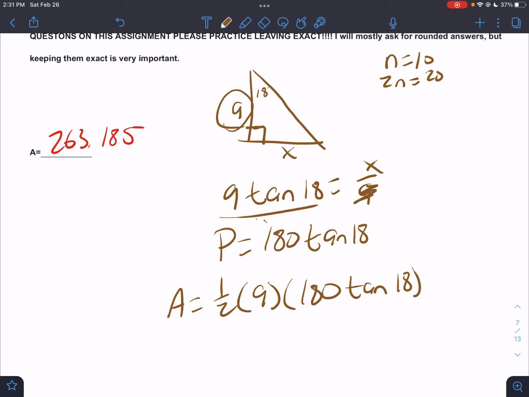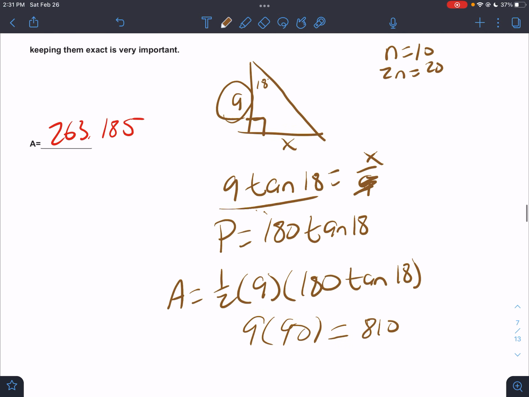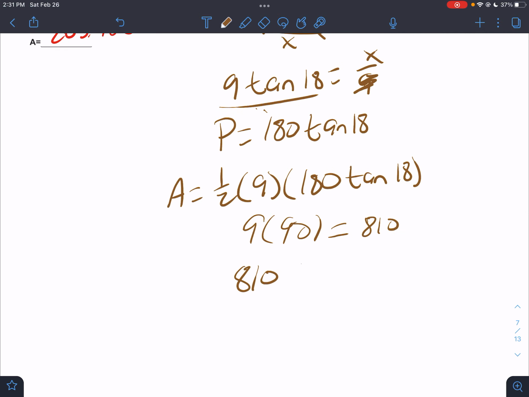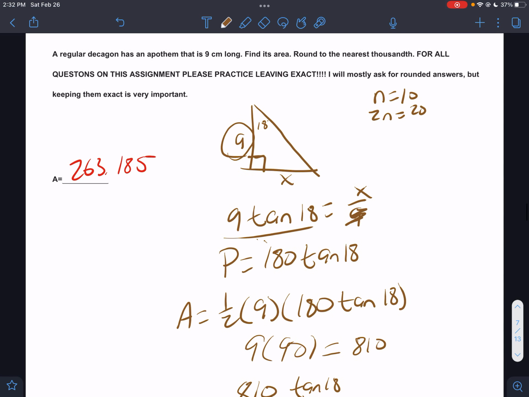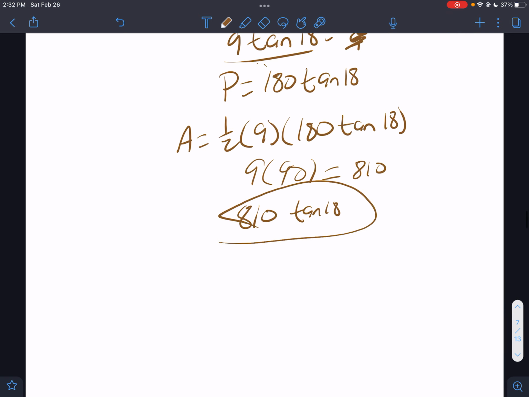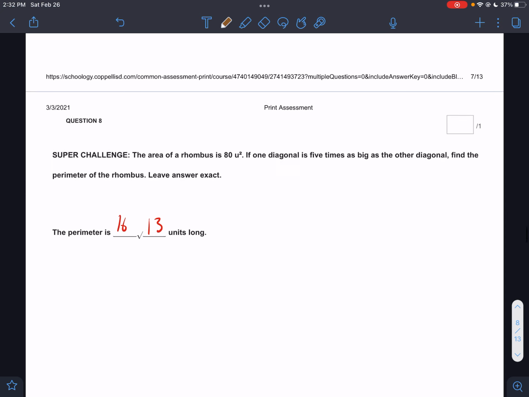Half of 180 would be 90. 90 times 9. How do we do 90 times 9? That'd be 810. So we're talking about 810 tan 18. And I get 263.185. Please practice simplifying it, though. 810 tan 18.